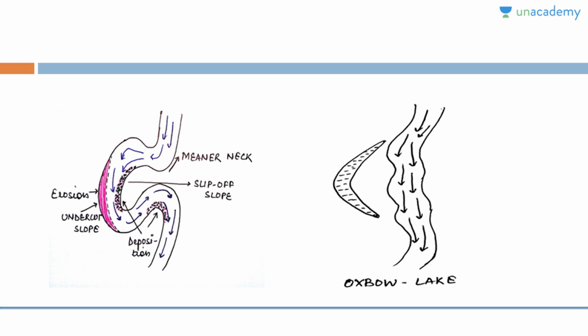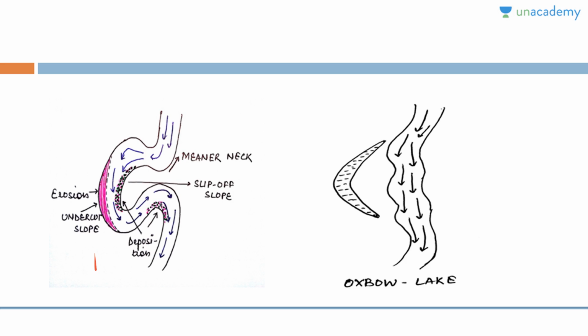In a meander, we have two slopes, undercut slope and slip-off slope. When river moves in meander, the velocity of river is high in the outside part or the undercut slope, and it is lowest in the inner part or the slip-off slope. This leads to erosion of undercut slope and deposition of silt at the slip-off slope.